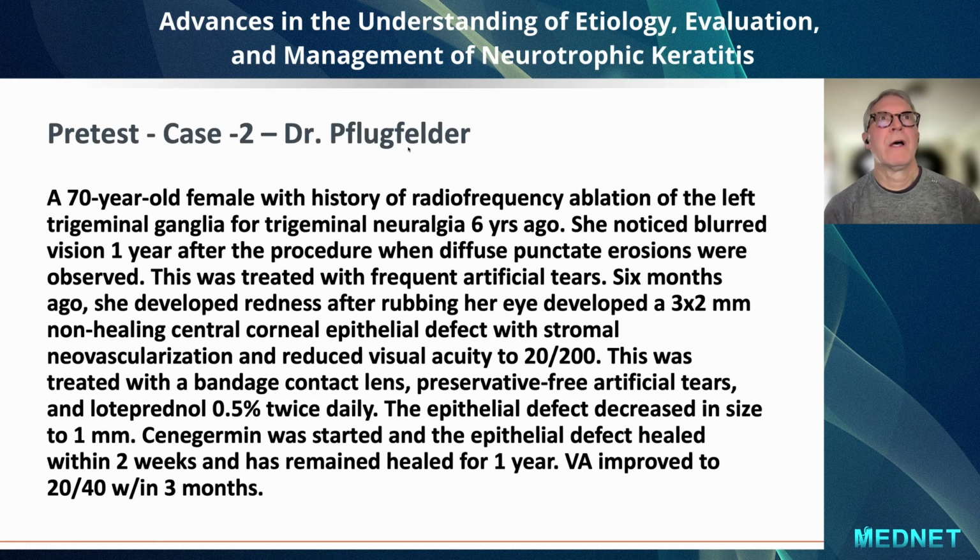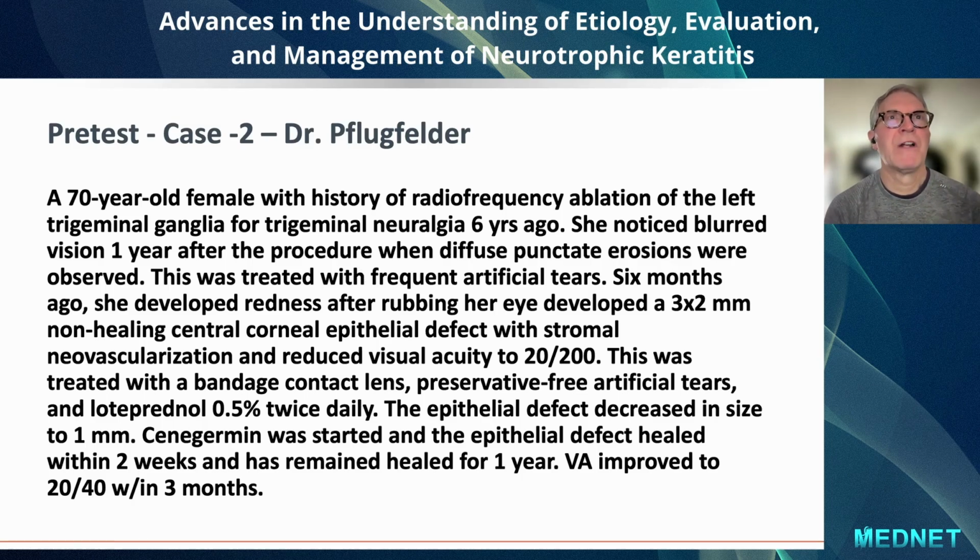This is a 70-year-old female with a history of radiofrequency ablation of the left trigeminal nerve for chronic trigeminal neuralgia. This procedure was performed about 6 years ago. She noticed blurred vision about 1 year after the procedure when diffuse punctate erosions were observed in the left cornea. She was treated with frequent artificial tears.